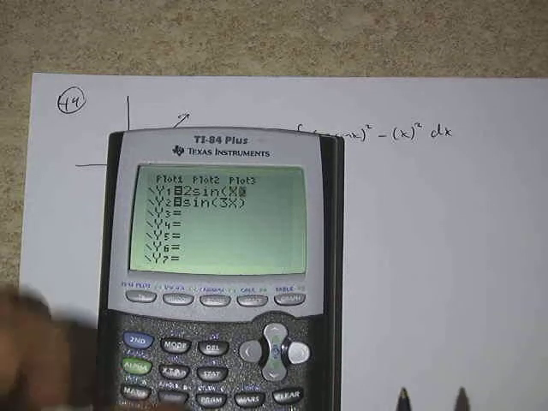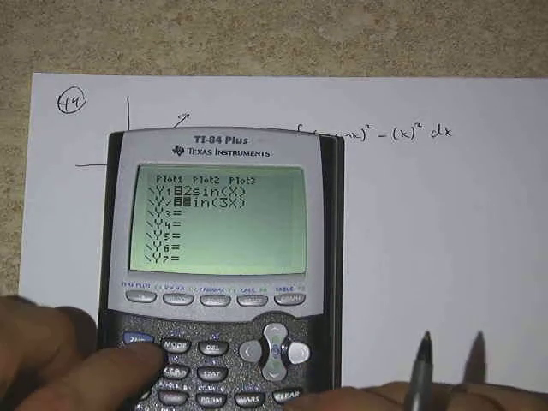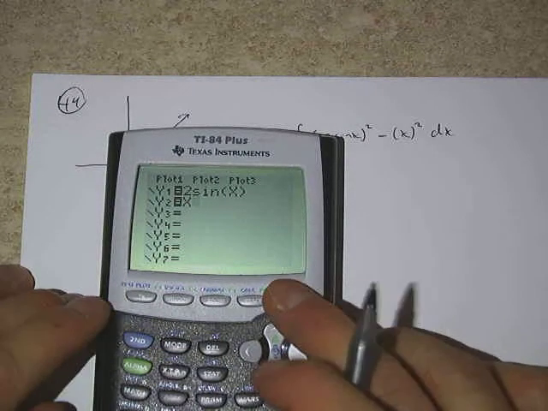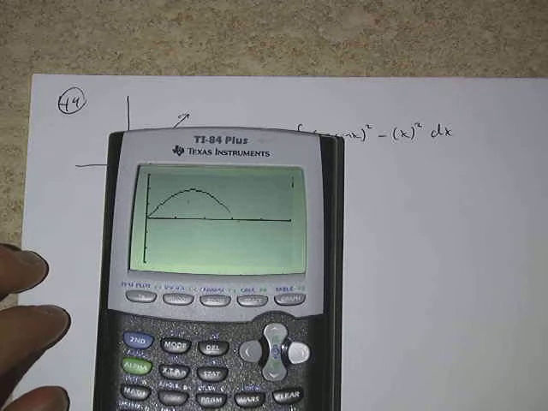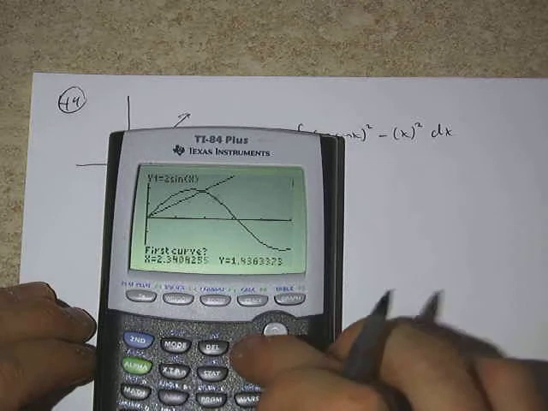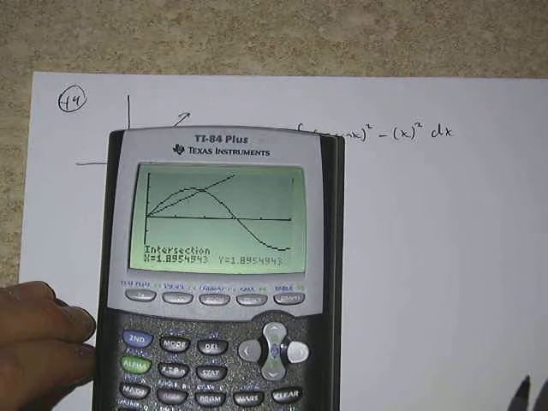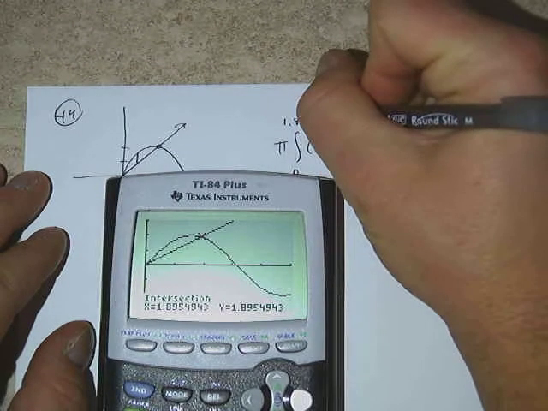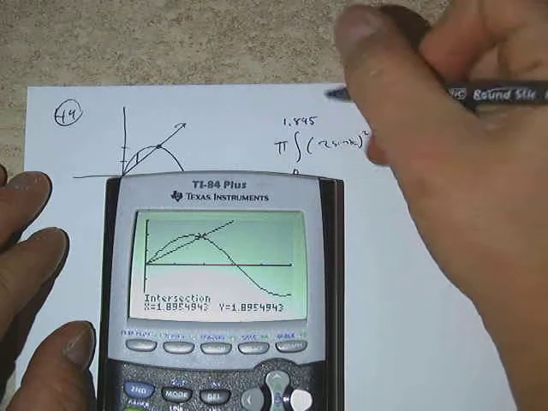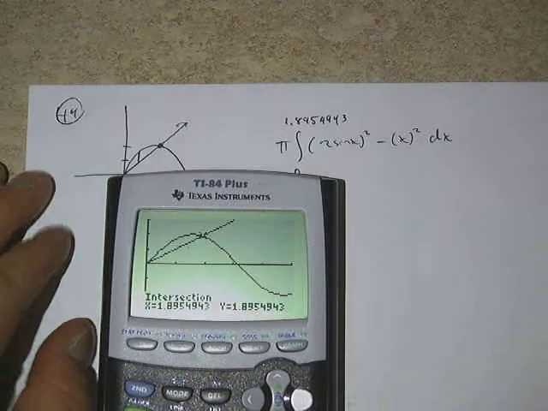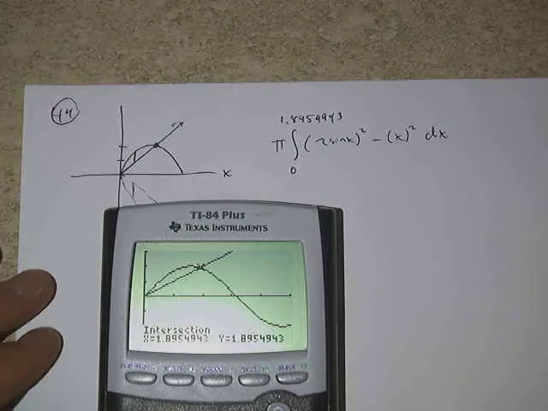So if we graph 2 sine x and x here, and as such, and if we use our intersection command, we get 1.895. Now, one thing that I would do, if I were you, in terms of rounding here, I would use all the decimal places available when I set up my integral and calculate.